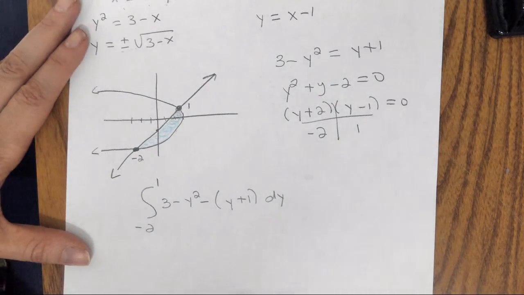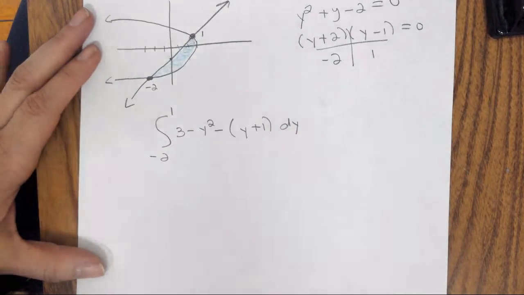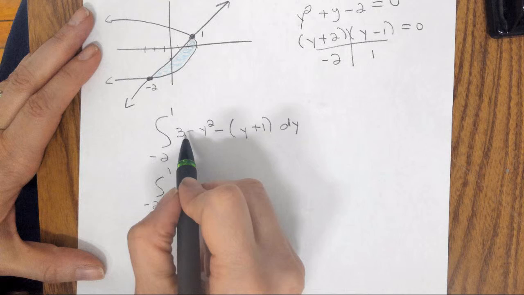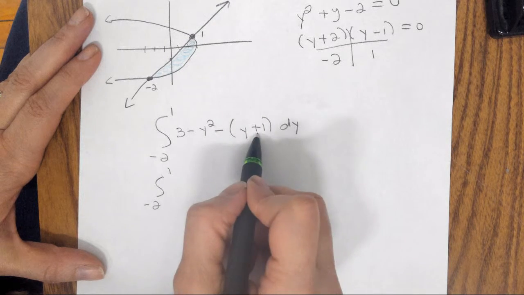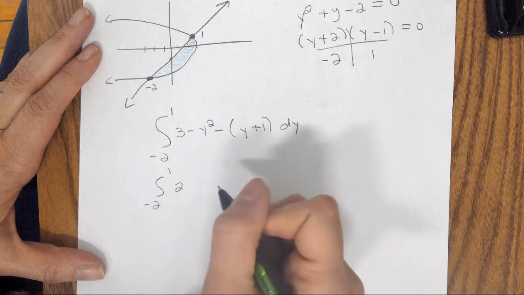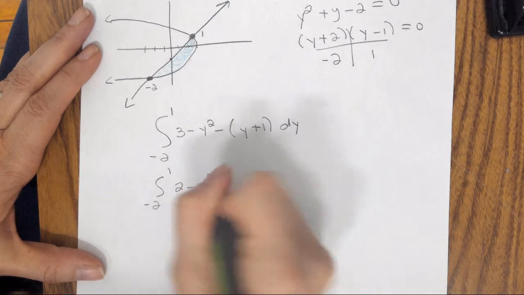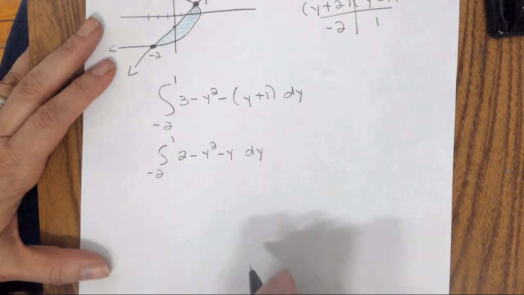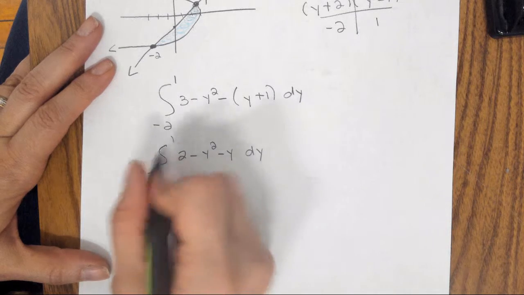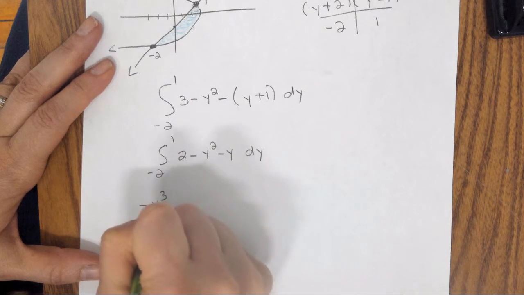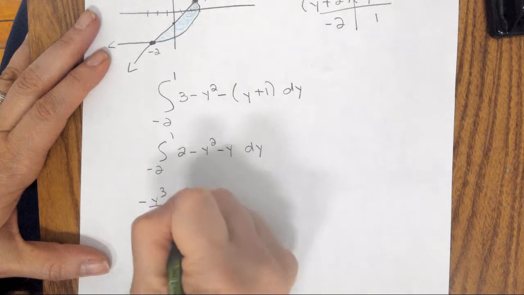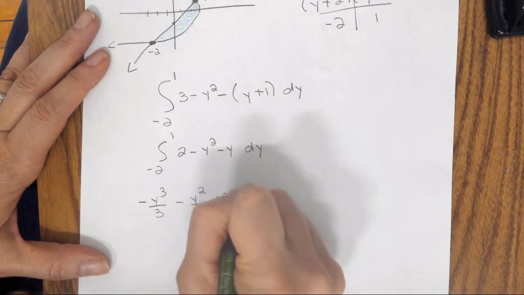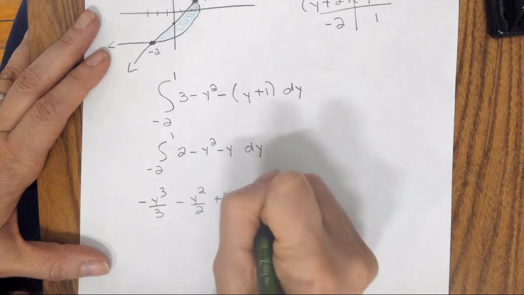Well, I did say you could use your calculators, but we'll do it by hand just to practice. So we have negative 2, 1, so I have 3 minus a positive 1, so 3 minus 1 is 2. And then this is just minus y squared. This is just minus y dy. And so I'll integrate this guy first. So negative y cubed over 3. I'll do this guy. Minus y squared over 2. Plus 2y. And we're evaluating that from negative 2 to 1.